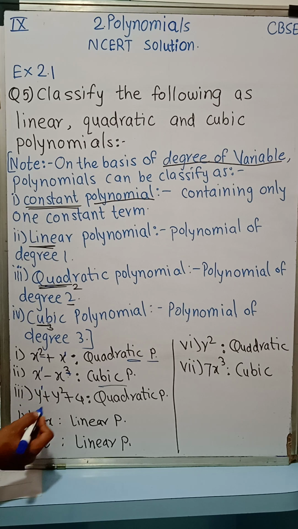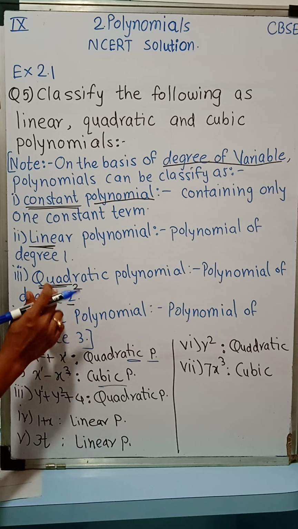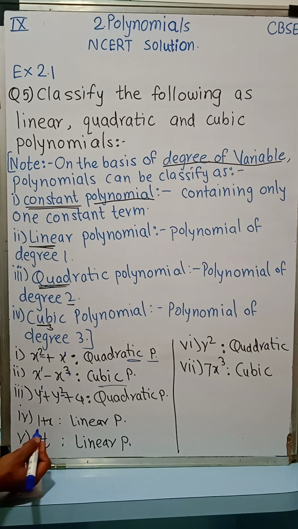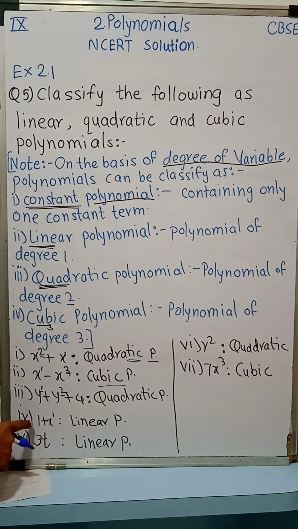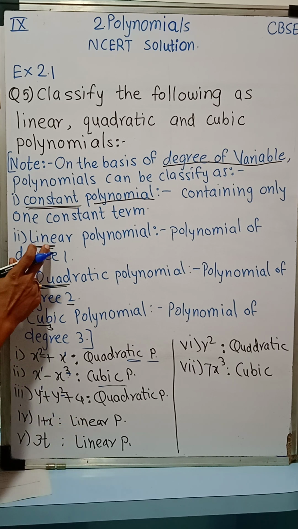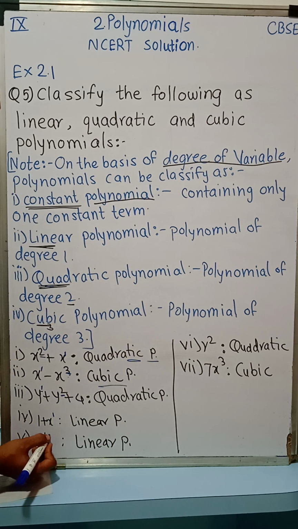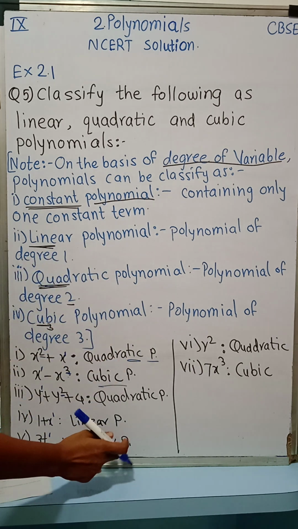Next, here it is y raised to 1, y square plus 4. Again the highest power is 2, and if the highest power is 2, then it is called a quadratic polynomial. Next is 1 plus x. Here no power is written, but if the power is not written, it is considered as 1. So 1 plus x has degree 1, so it is called a linear polynomial. Next, 3t. Again the power is not mentioned, so it is considered as power 1. So 3t raised to 1, again power 1, so it is a linear polynomial.